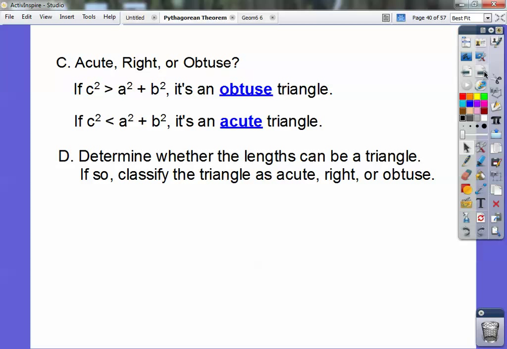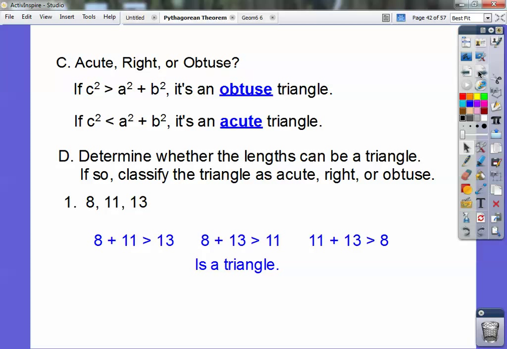So determine whether the lengths can be a triangle. If so, classify the triangle as acute, right, or obtuse. Okay, so here's number 1. All right, so can this be a triangle? Is 8 plus 11 greater than 13? Is 11 plus 13 greater than 8? And is 8 plus 13 greater than 11? And yes, yes, yes on all of those. So it is a triangle.